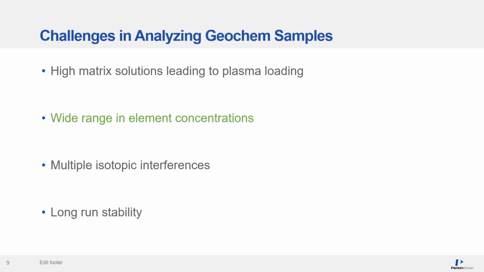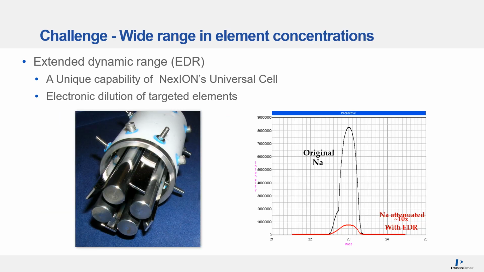The next challenge that's common to analyzing geochemical samples on an ICP-MS is that we are usually presented with a wide range in elemental concentrations. To help the NexION series of ICP-MS cope with these wide ranges of concentrations, they all contain something called extended dynamic range, which makes use of the quadrupole in the NexION's universal reaction cell. As you can see in the picture in the bottom left, this is the reaction cell and the quadrupole is evident.